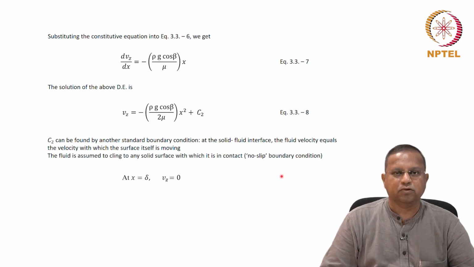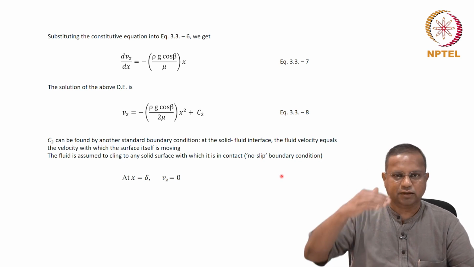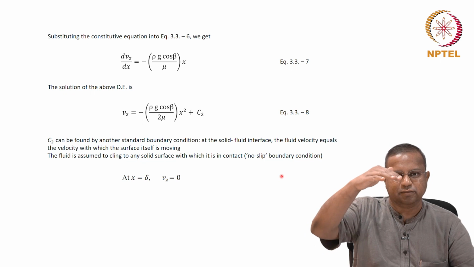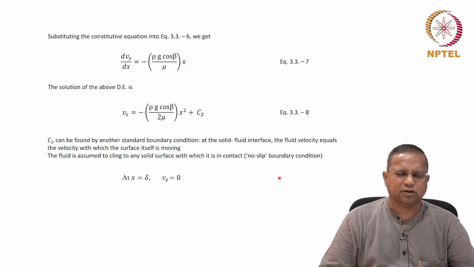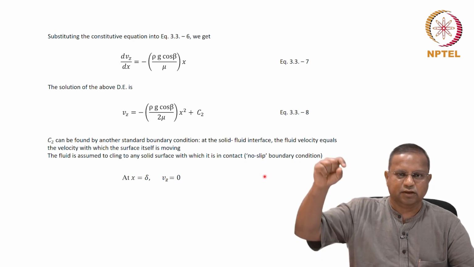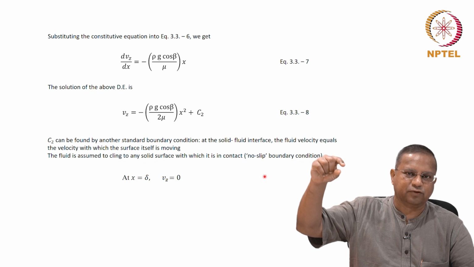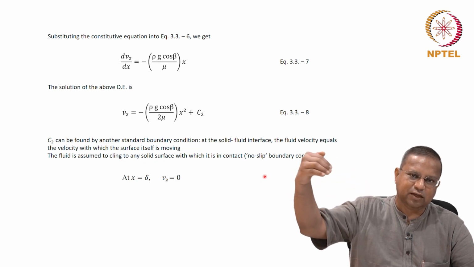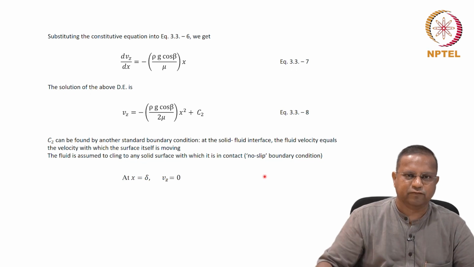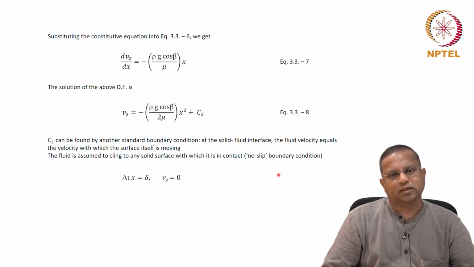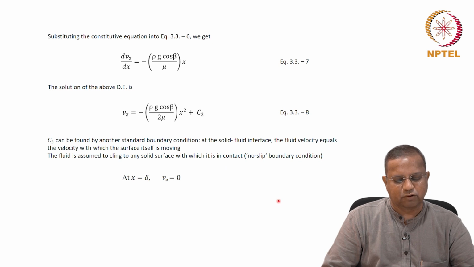We also talked about two important boundary conditions. At the liquid gas interface, the shear stress equals 0 because the velocity gradient is 0. The layer of gas closest to the liquid gets pulled along with the liquid with the same velocity, and therefore the velocity gradient there is 0, and therefore the shear stress is 0. That is one boundary condition.